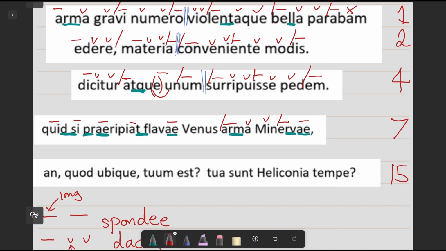So we go to the beginning, quid si, 2 longs. That makes a spondee. Then pry. And then we have something, something long, something long, something, something. So let's think. What can we do with this? Well, how many do we need? We have got 3 feet right now, so we need 3 more feet. So 1, 2, 3, 4, 5, 6, 7, 8. We've got 8 vowels.